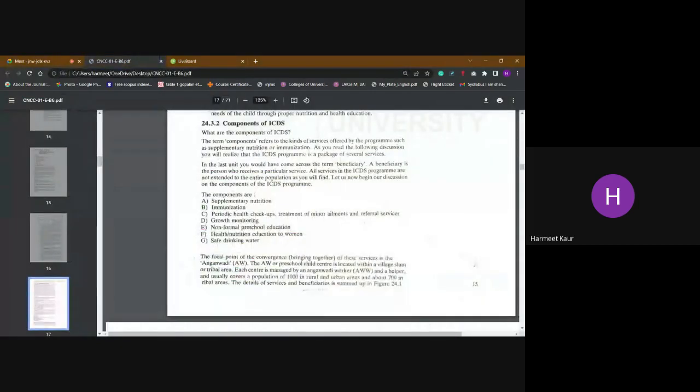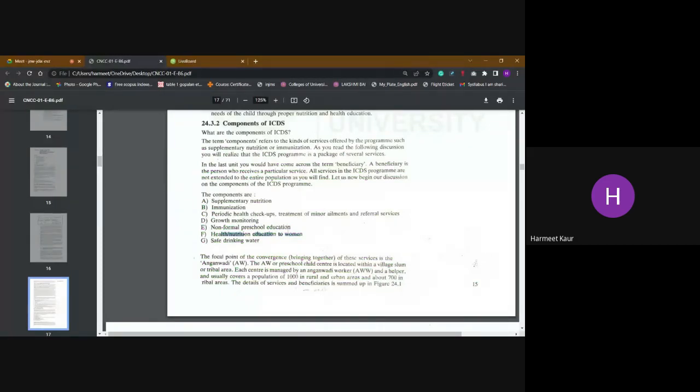Then growth monitoring. This growth monitoring we have already discussed in detail in our last section, talking about weight for age or the growth chart for proper assessment of growth. Then the next part is related to non-formal preschool education, so making children learn alphabets or basic moralities, things like that. So that is all related to non-formal preschool education.